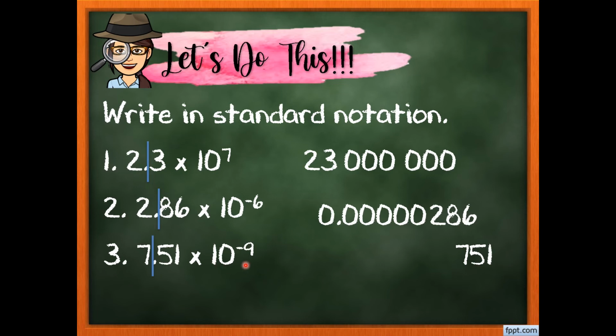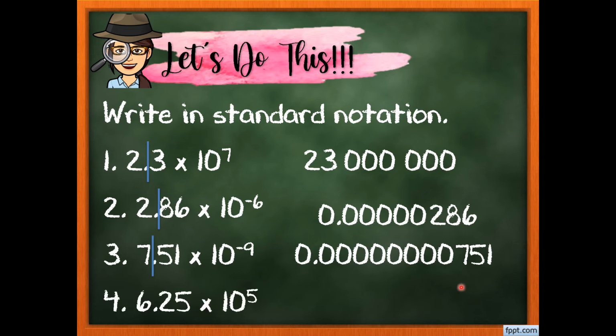Since na negative 9, it means that it is a smaller number. We have 7 here. So, we subtract it in 9. So we have to add 8 more zeros to the left of 7. So 1, 2, 3, 4, 5, 6, 7, 8. So ito lahat ay 1, 8, 9. So 2, 4, 6, 8, 9.